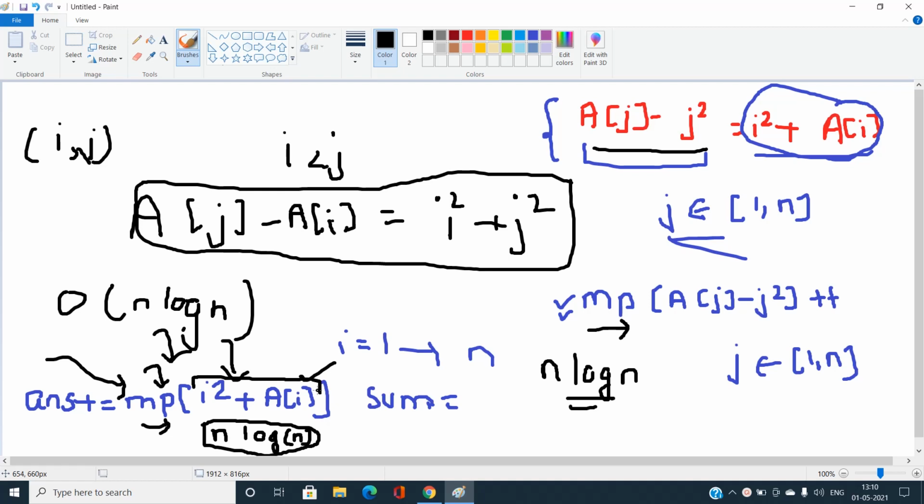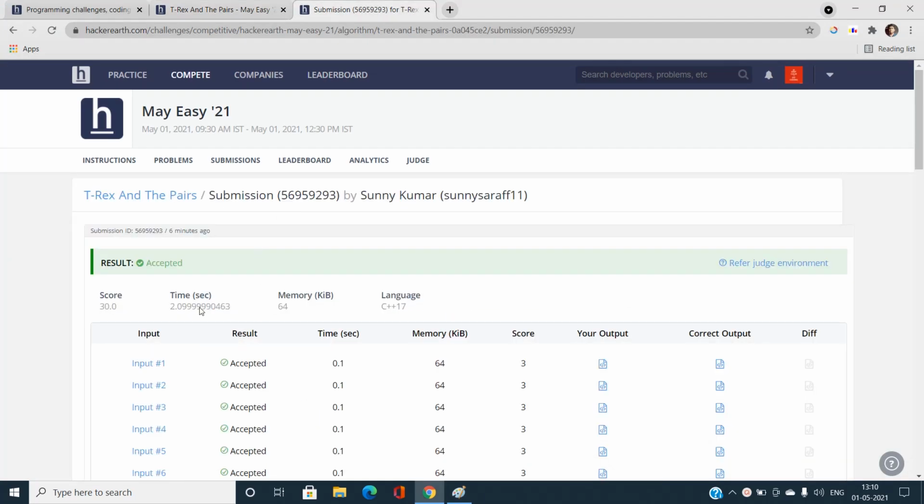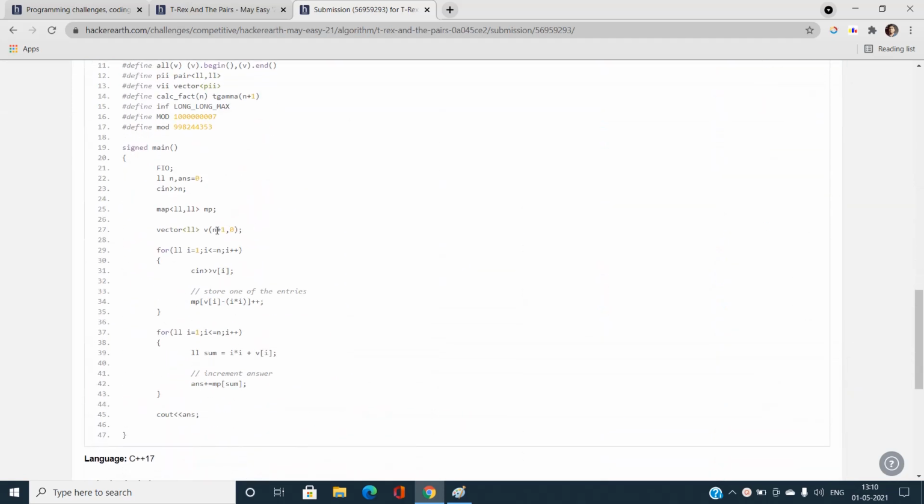So let's try to understand the coding part also. I've already submitted the code, and you can see it passing all the test cases. It is very simple. Take n first, initialize answer as 0, and there is a map that is going to store the values of array of I minus I into I. Start iterating from 1 to n and store the entries. You can either store I into I minus array of I, or you can store array of I minus I into I.